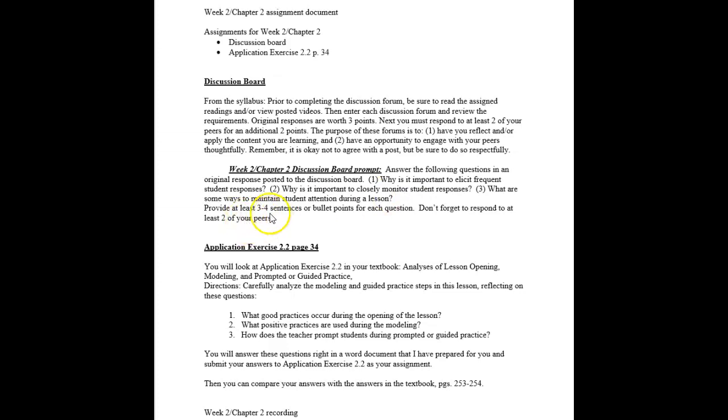I want you to provide at least 3 to 4 sentences or bullet points for each question. You don't have to rewrite the question in the discussion board, but you could just write number 1, here are my sentences or my bullet points. Number 2, here are my sentences or my bullet points. Number 3, here are my sentences or my bullet points. Okay, just so I know what you're answering. So at least 3 to 4 sentences or bullet points for each question, and then don't forget to respond to at least 2 of your peers.